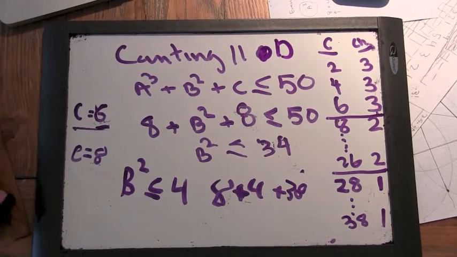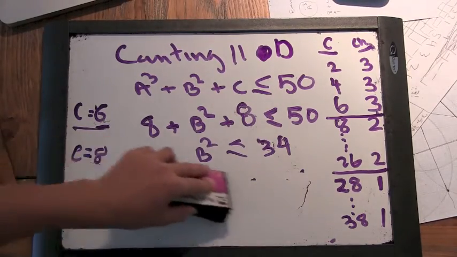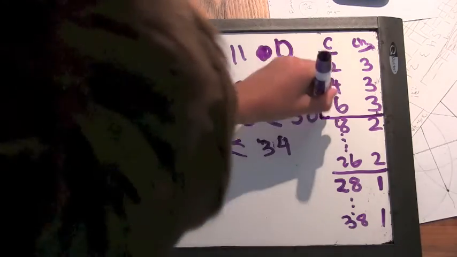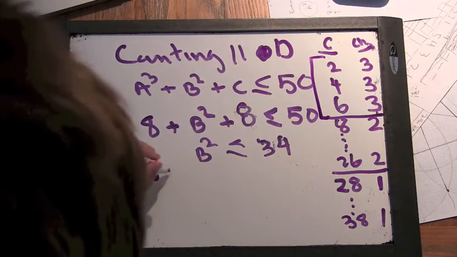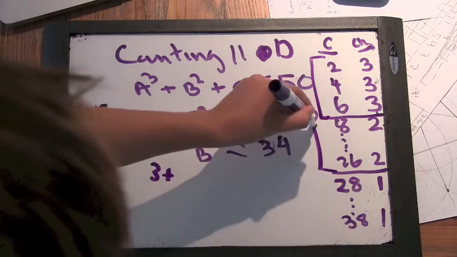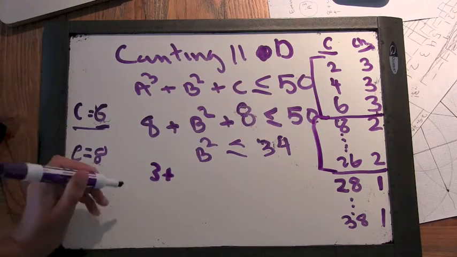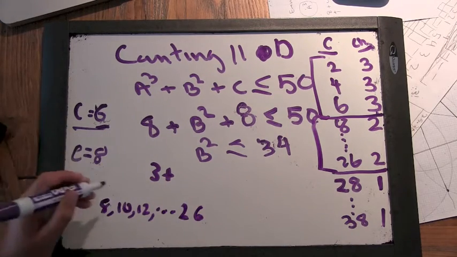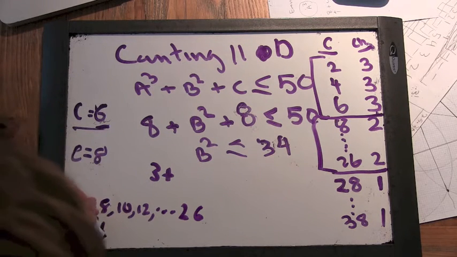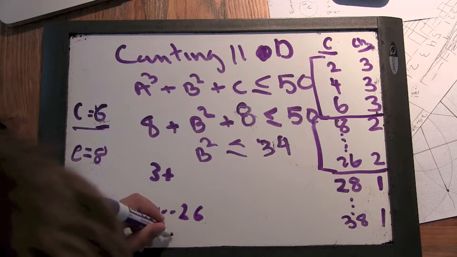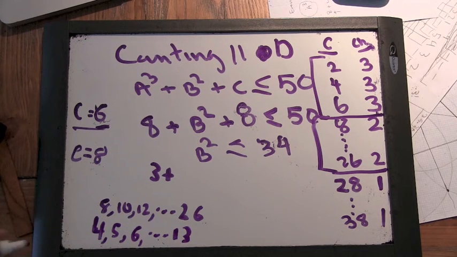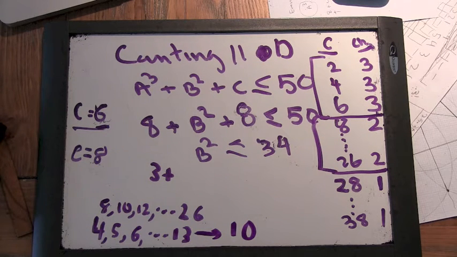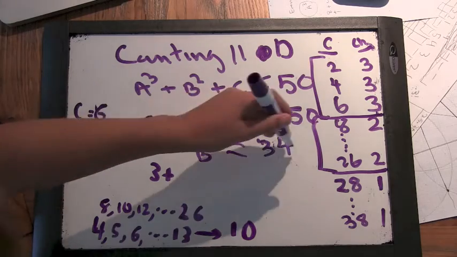Okay, so now that we've made our list, let's add it up. Alright, so we have 3 numbers here. Plus, how many numbers here? Well, we have 8, 10, 12, all the way up to 26, which is the same amount of numbers as 4, 5, 6, all the way up to 13. Subtract 3 from everything, and there's 10 numbers. So we have 10 here.